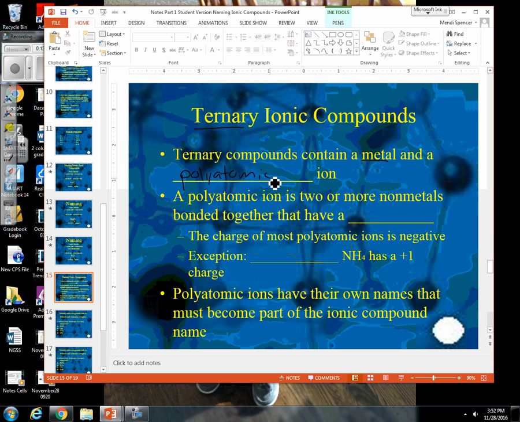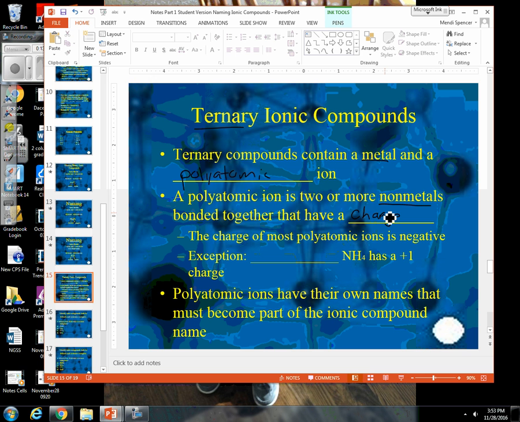So you should have a list in front of you of polyatomic ions. And what a polyatomic ion is, it is 2 or more nonmetal elements that are bonded together. And even though we basically have a covalent compound formed, it's different. The reason why is because polyatomic ions are 2 or more nonmetals bonded together that have a charge. So all of the covalent compounds we worked with last unit did not have a charge. Polyatomic ions do.